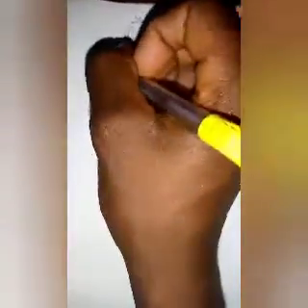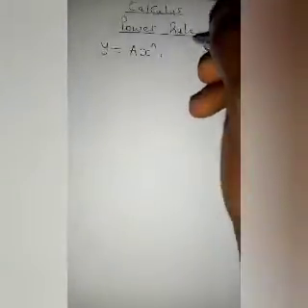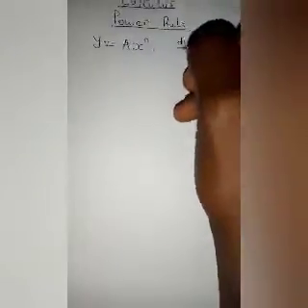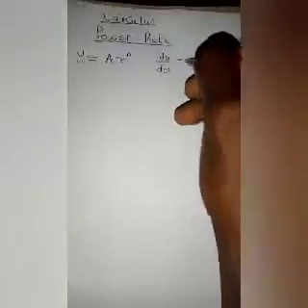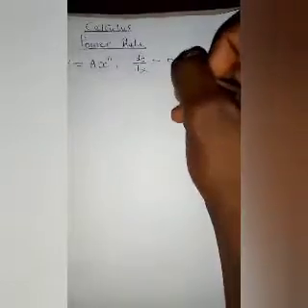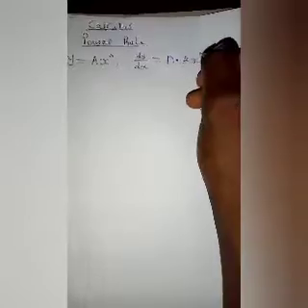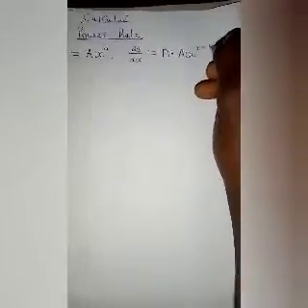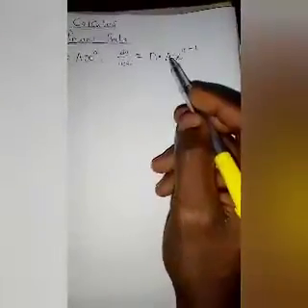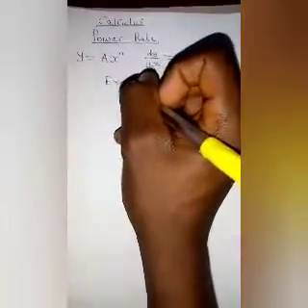If we have y equal to ax to the power of n, then the power rule says dy over dx will equal the power multiplied by the function, so we have ax to the power of n, then we subtract 1 from the power. So this is what we call the power rule. We are going to look at some examples.